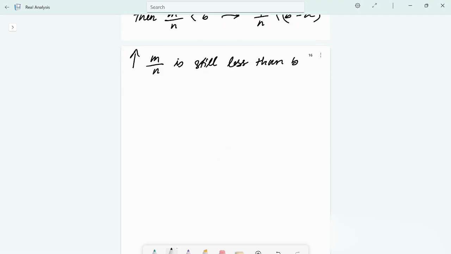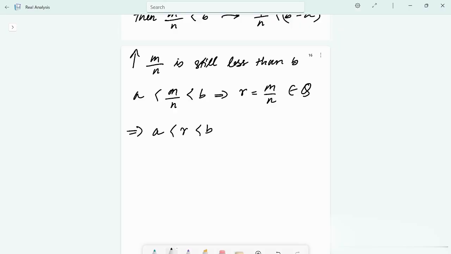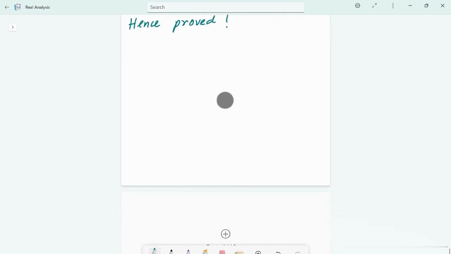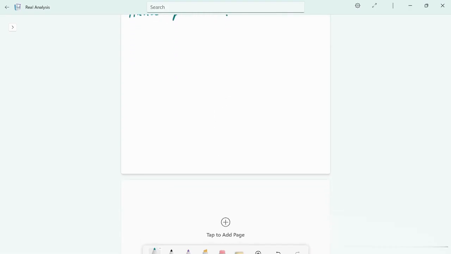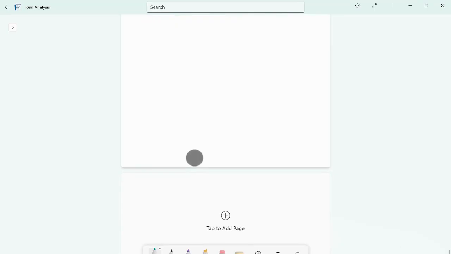Therefore, we have already proved it. A is lesser than m by n and m by n is lesser than b, which means R, which you have considered before, R is equal to m by n, which belongs to the rational numbers. Which implies A is lesser than R and R is lesser than B. This was to be proved, right? So hence proved. Is this theorem clear to everybody? If not, please drop a comment and I'll try to make it easier in the next video.